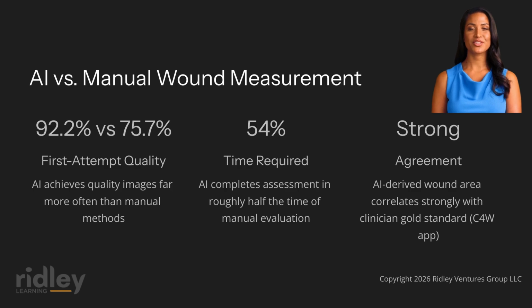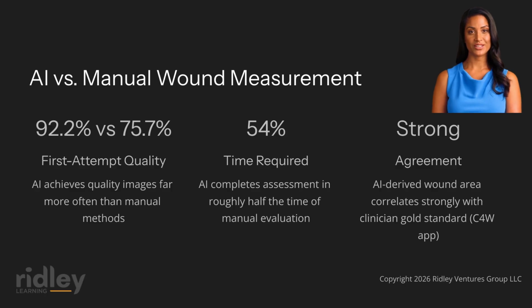Now let's look at AI versus manual wound measurement. Clinical validation of AI-enabled wound imaging applications has shown reliable performance in wound measurement tasks that traditionally require trained clinicians and significant time investment. A clinical validation study of the C4W, or Collabsure for Wounds, mobile application involving patients with diabetic foot ulcers demonstrated that AI-derived wound area measurements correlated strongly with manual clinician measurements, supporting the use of smartphone-based AI tools as reliable alternatives to traditional wound measurement methods.